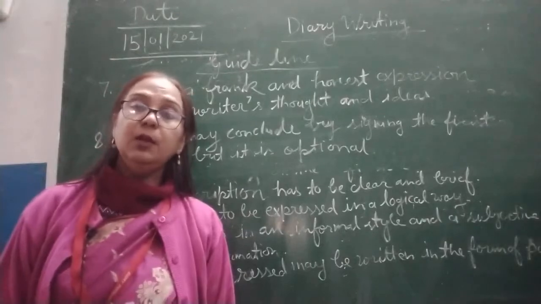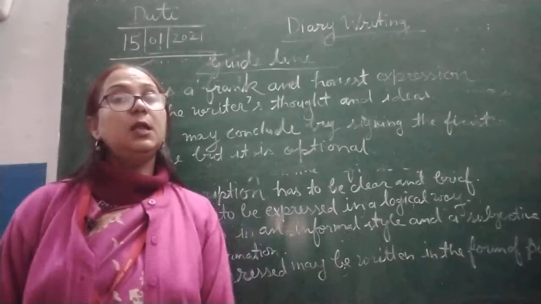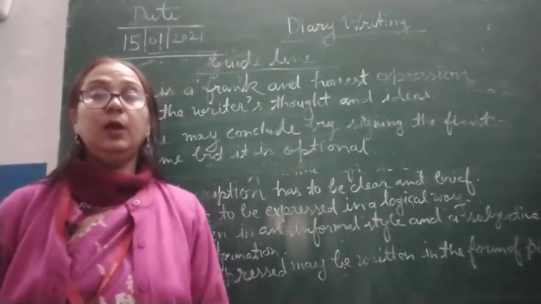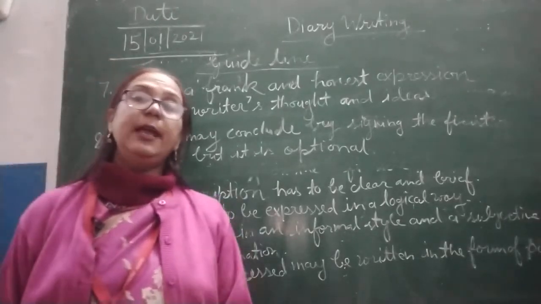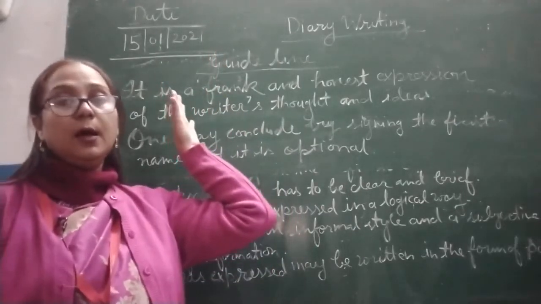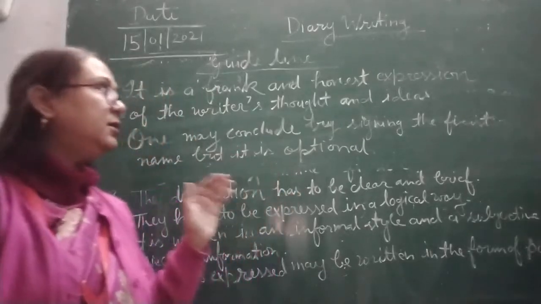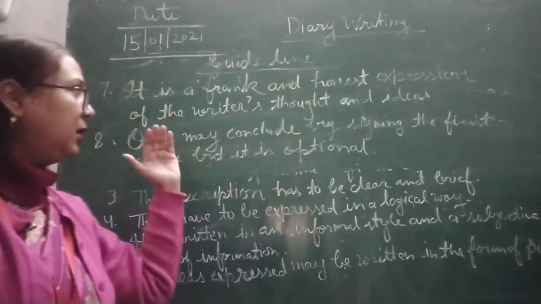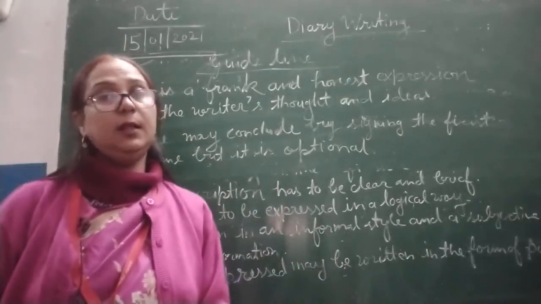Now what we have learned today: first of all, a diary is a personal, written account, and you should mention all the things you have experienced throughout the day. First of all, we start the diary with the date, then the day, and then the time. Then in the second line you can write Dear Diary, and after that all the things we have discussed today that we should mention in the diary.